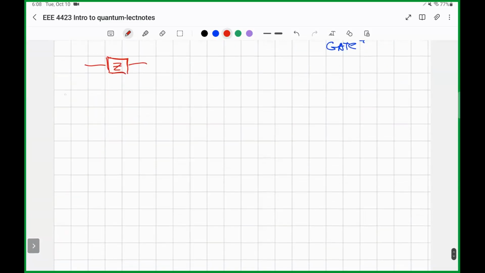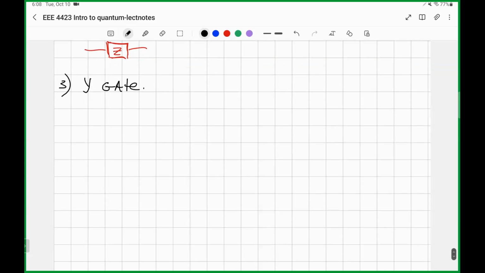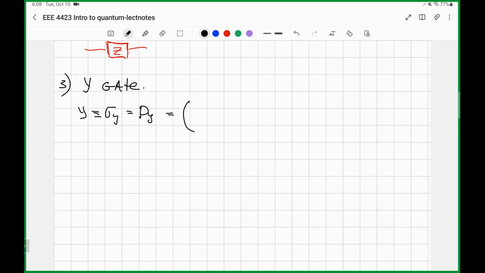And introduce the third one, which is the Y gate. The Y gate, also known as sigma Y, is given by the Pauli Y matrix, which is 0, minus i, i, 0, or in terms of outer product, it is going to be minus i |0><1| plus i |1><0|.